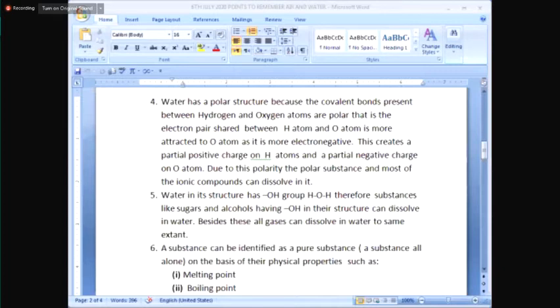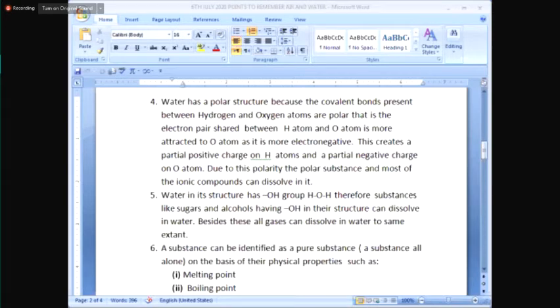So water is a polar compound, and this is also responsible for it to dissolve most of the ionic compounds or polar covalent solutes in it. This is one reason. And if you read point 4, it says water has a polar structure because the covalent bonds present between hydrogen and oxygen atoms are polar. I've explained that. That is, the electron pair shared between hydrogen atom and oxygen atom is more attracted to the oxygen atom as it is more electronegative.